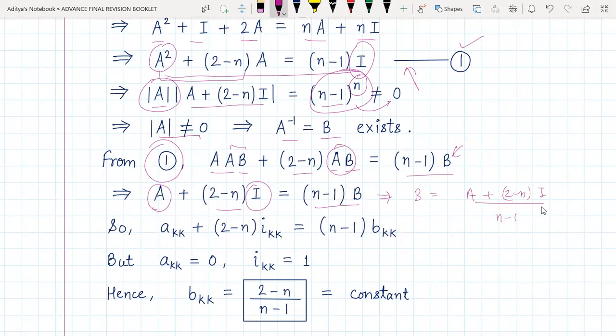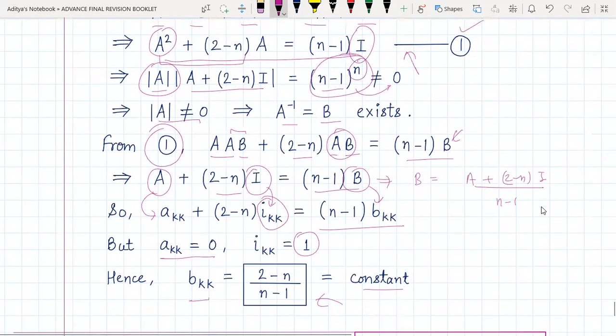So basically this is pretty much all that there is to do. But since we are being asked about the diagonal elements, on both the sides of the matrix we can take the diagonal elements. So the diagonal element for A matrix would be AKK, for I matrix we are calling it IKK, and for B we are calling it BKK. So of course, AKK is equal to 0, and IKK is equal to 1, because diagonal elements in an identity matrix are always equal to 1. So BKK comes out to be a constant from this equation, which is 2 minus n upon n minus 1, which obviously is a constant.